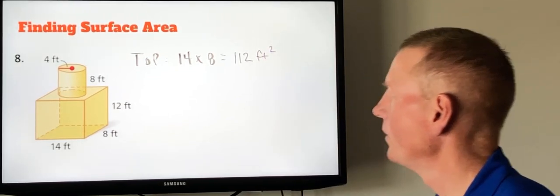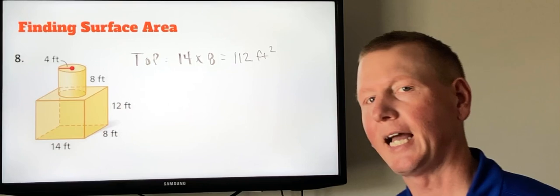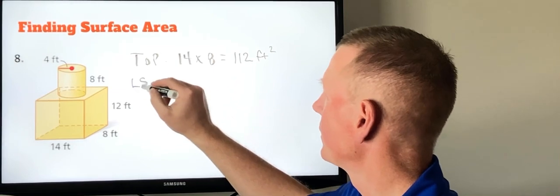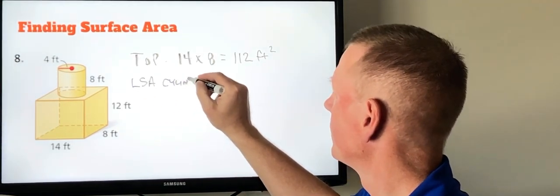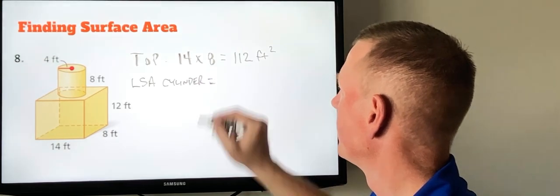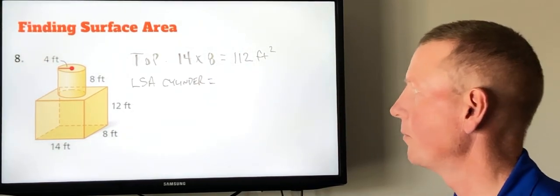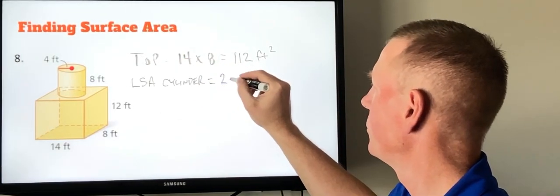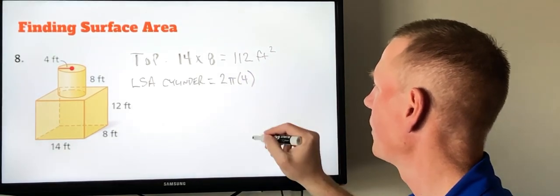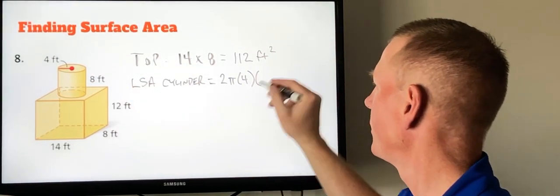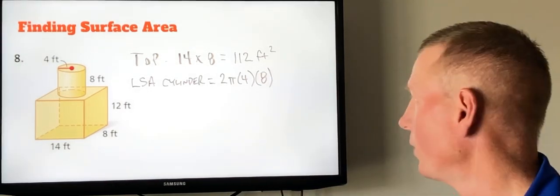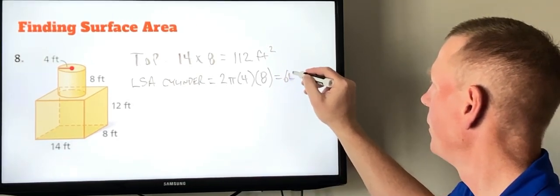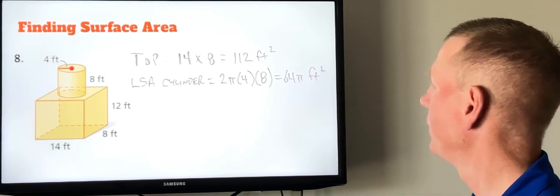All right, now let's focus on the lateral surface area of the cylinder. So the lateral surface area, we're going to find the perimeter of the base of the cylinder, so that is 2 times pi times the radius, which is 4, and then we're going to take that times the height of the cylinder, which is 8. If we multiply that out, 2 times 4 is 8, 8 times 8 is 64, so 64 pi feet squared.